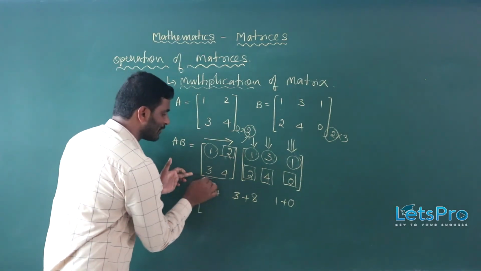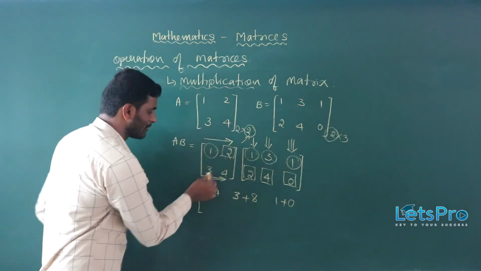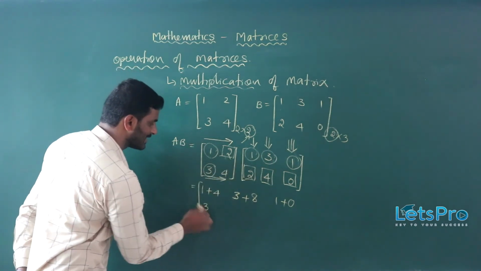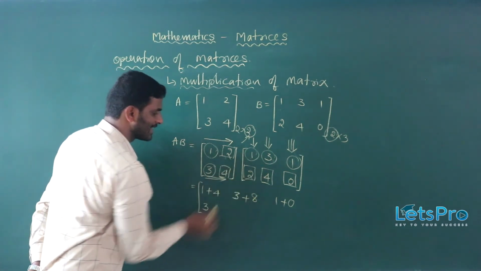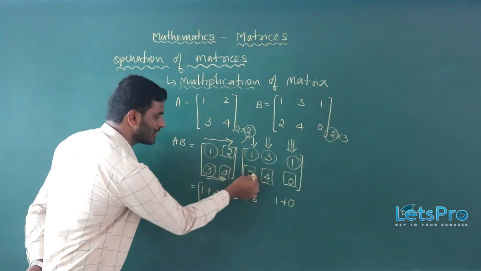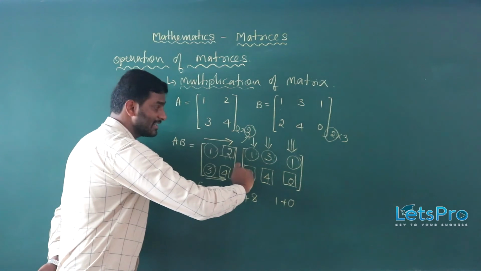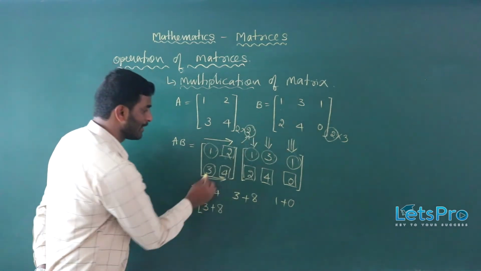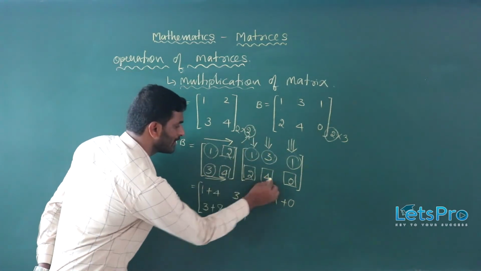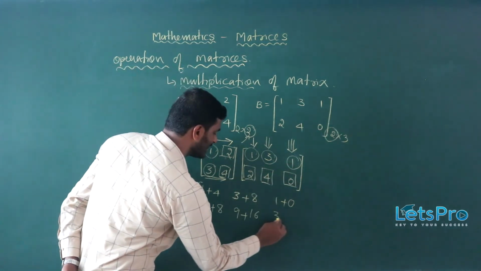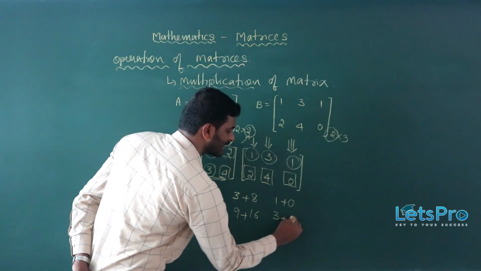Again, second row, first column, first element to the first element, 3 into 1 is 3, second element to the second element is 4 into 2, that is plus 8. Similarly, second row, second column, 3 into 3 is 9, 4 into 4 is 16. Next, 3 into 1 is 3, plus 4 into 0 is 0.